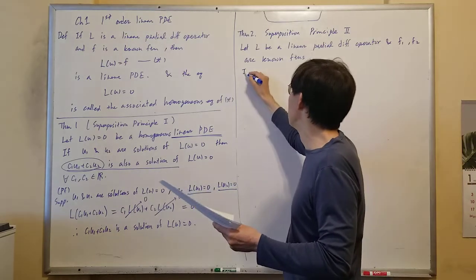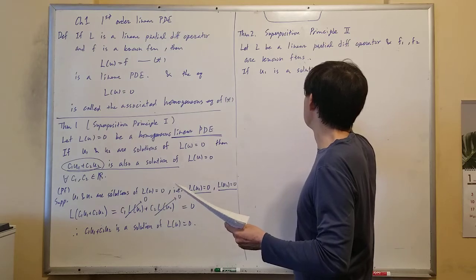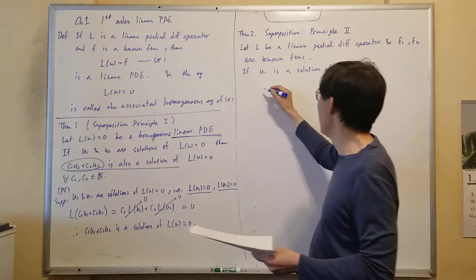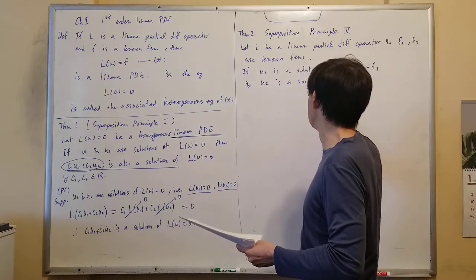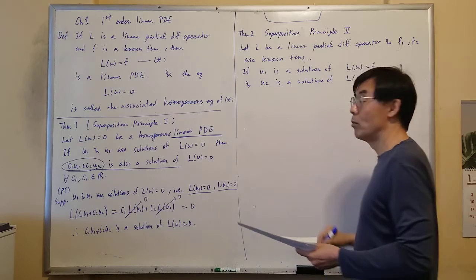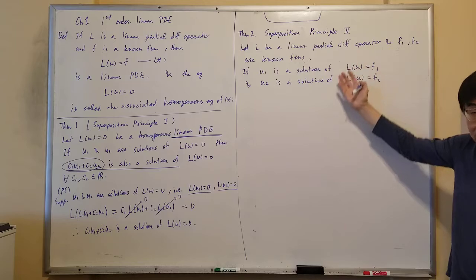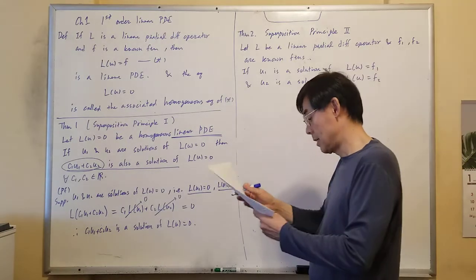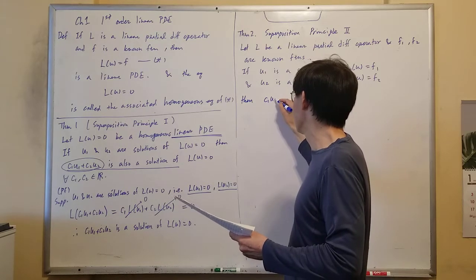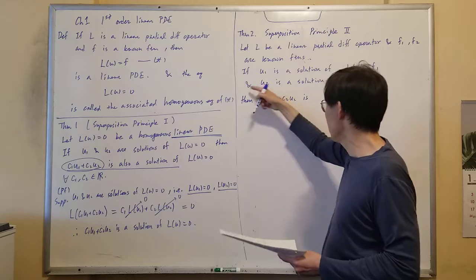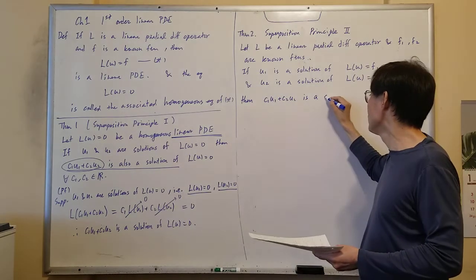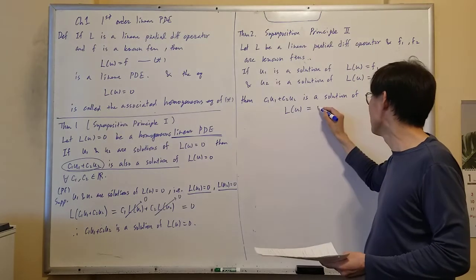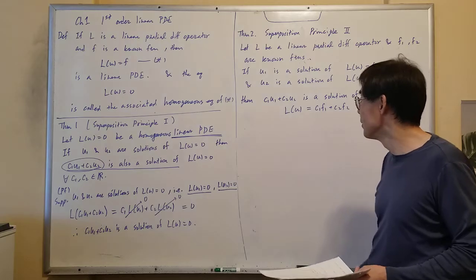Now, if U1 is a solution of the following non-homogeneous linear PDE, L of U equals F1, and U2 is a solution of another non-homogeneous equation, where the left-hand side has the same structure and only the right-hand side function is different, then C1 U1 plus C2 U2 will be a solution of L of U equals C1 F1 plus C2 F2.